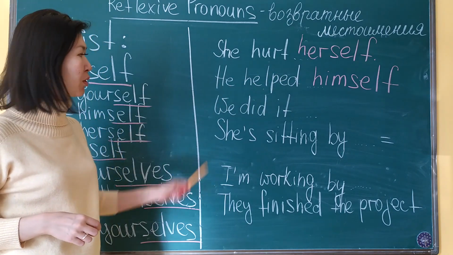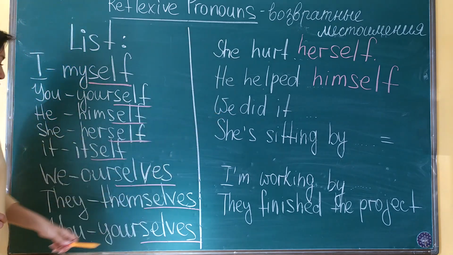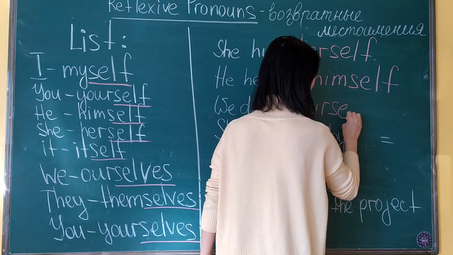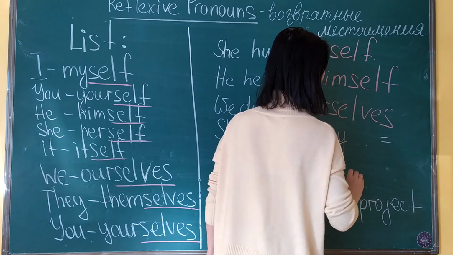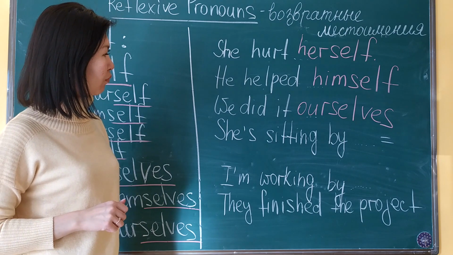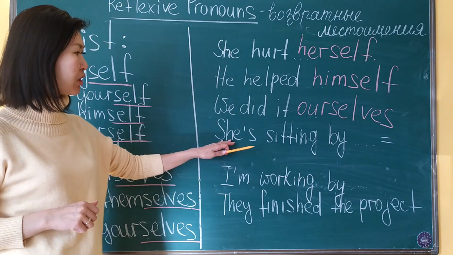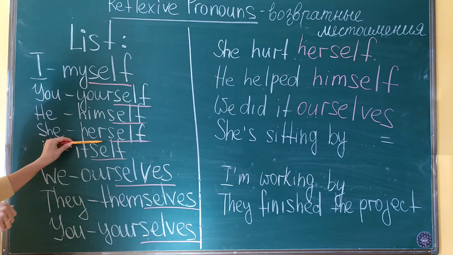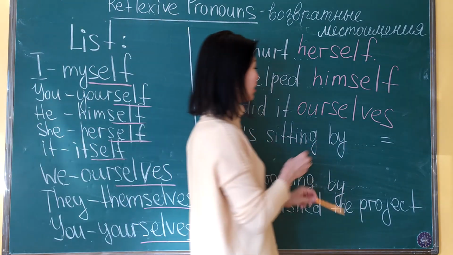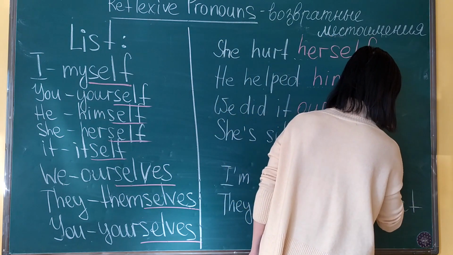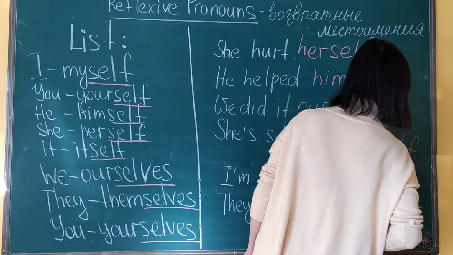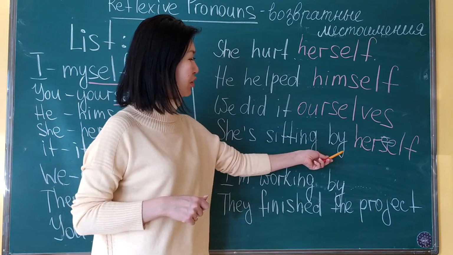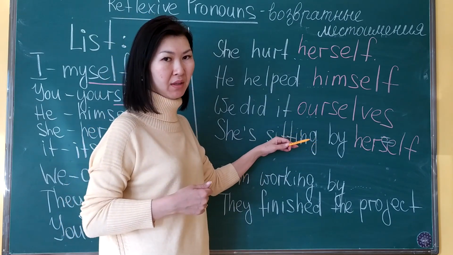Okay, the next sentence is we did it. A reflexive pronoun for we is ourselves. We did it ourselves. Okay. The next sentence, she is sitting by herself. It means that she is sitting alone. She is sitting by herself. We can use the preposition by when we want to emphasize something.